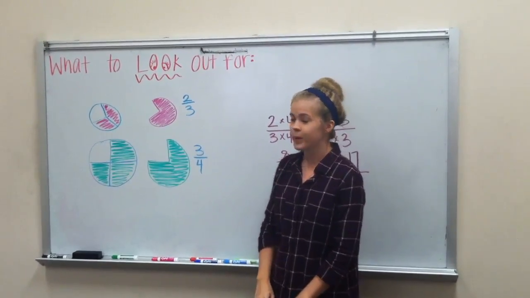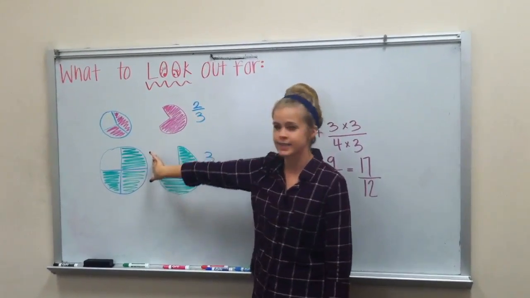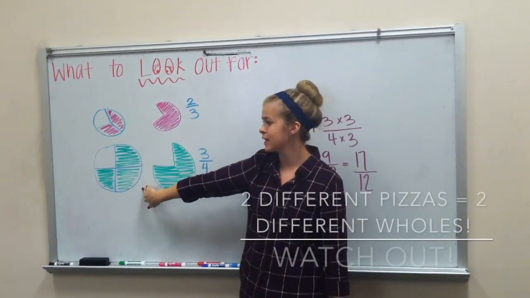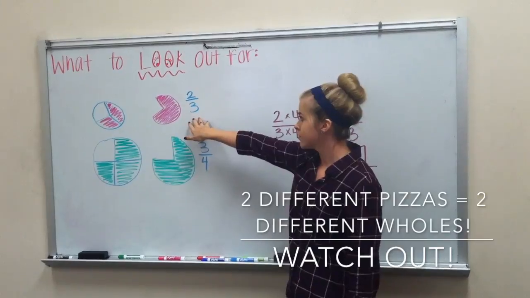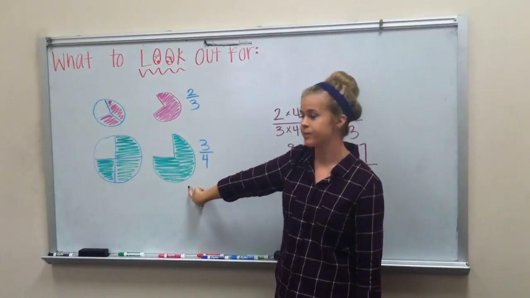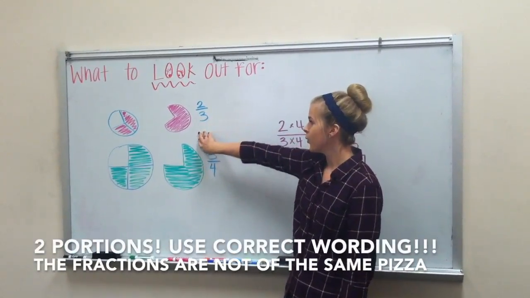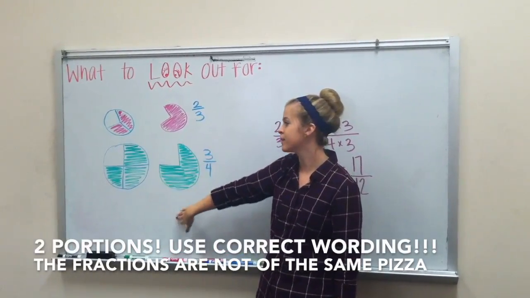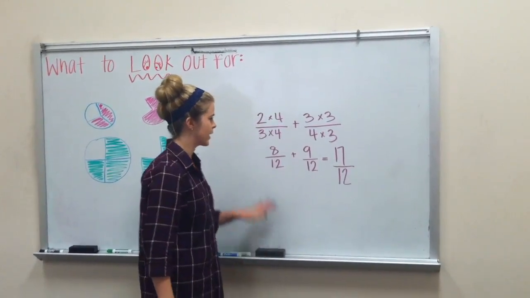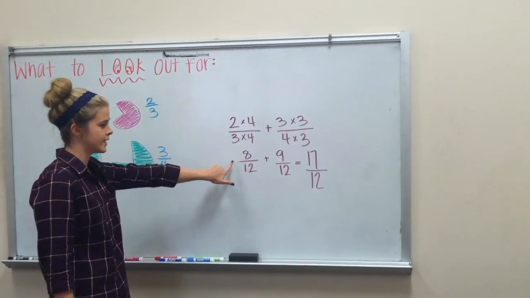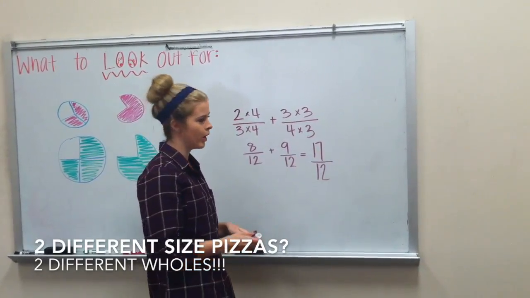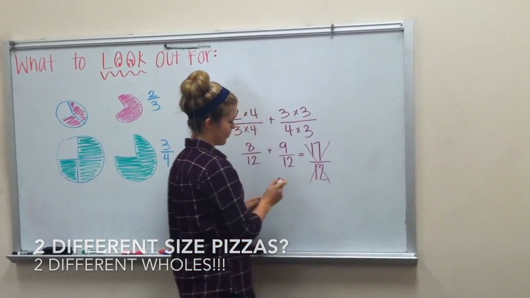For fractions, what we need to look out for is the different sizes of our objects. So right here we see that we have a small pizza, and right here we see that we have a large pizza. So we have 2/3 of this small pizza and 3/4 of this larger pizza. So when we're working with 2 different wholes, we can only say that we have 2 portions of pizza because they are not of the same pizza. I know that you would probably get confused because you would find your common denominator and see that 8/12 plus 9/12 equals 17/12. But this means that it's of one whole. So we do not want to do that.